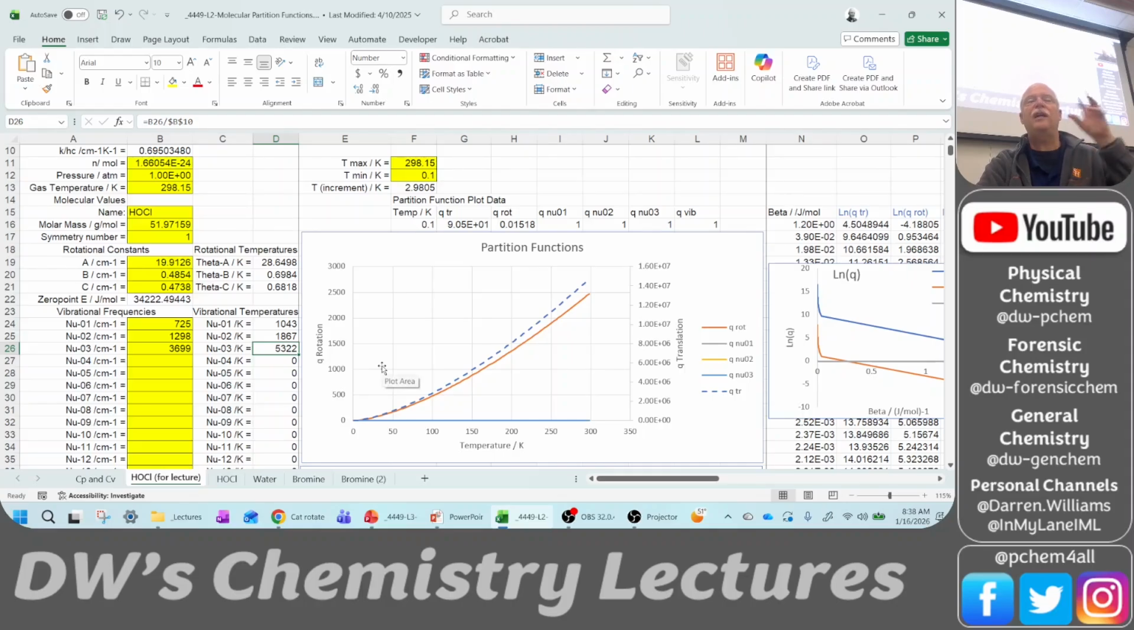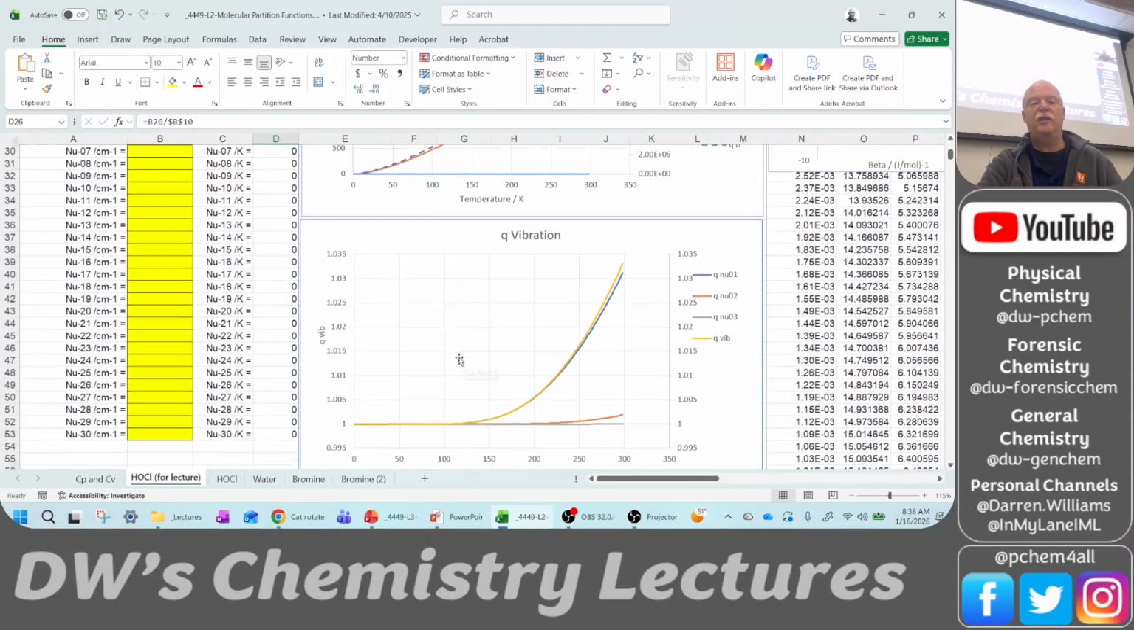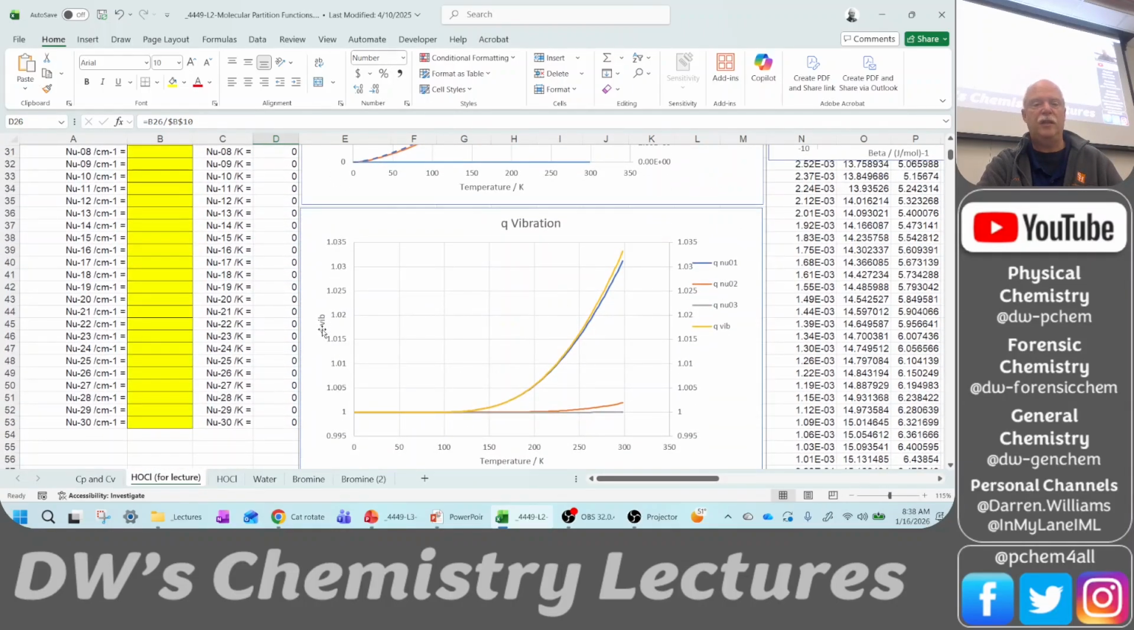So we don't store any energy in the vibrations, and we can see that here. This is the Q. Notice they all go to 1. Okay, that's good at low temperature. But here we are at room temperature, close to 300, and this is a count of the number of vibrational levels that are populated.